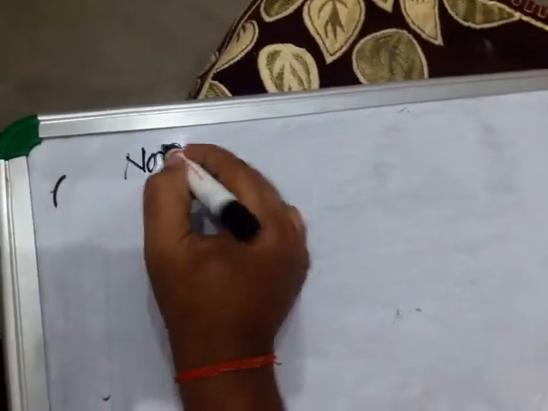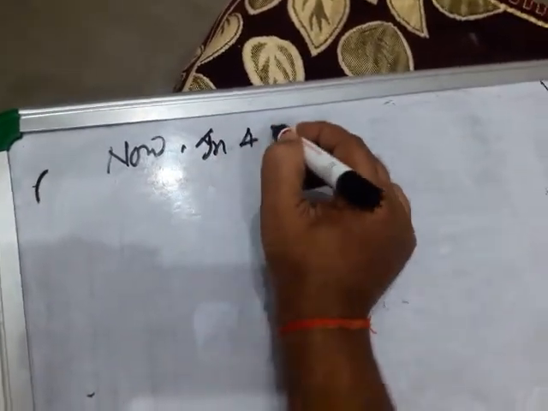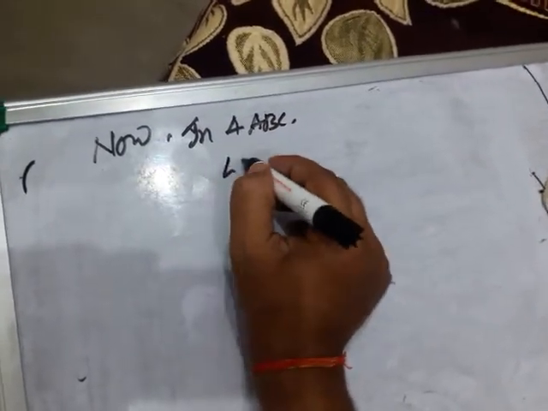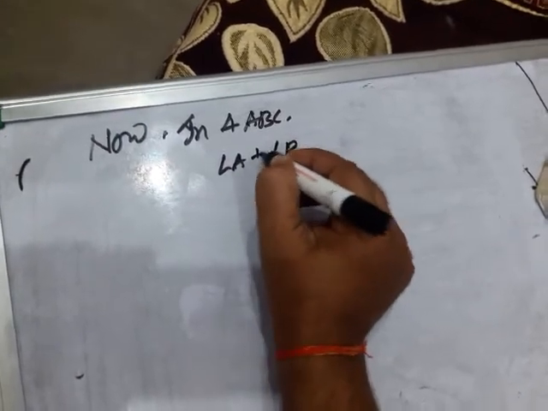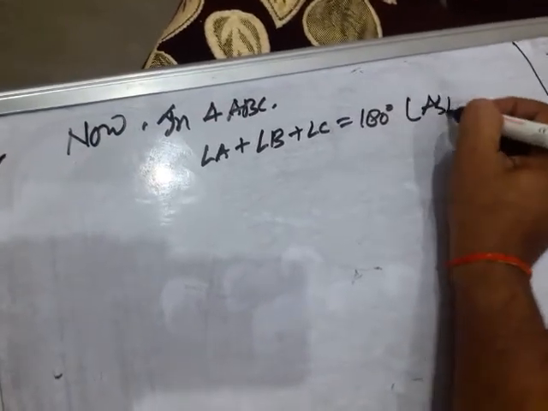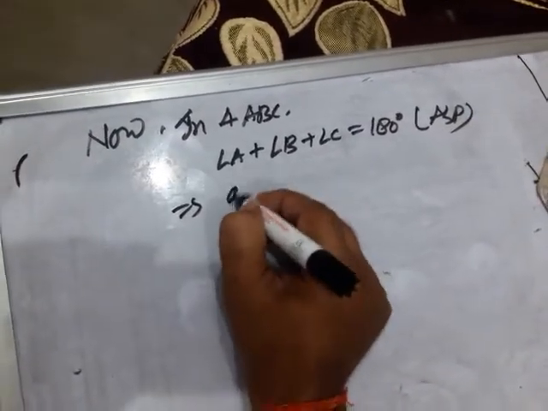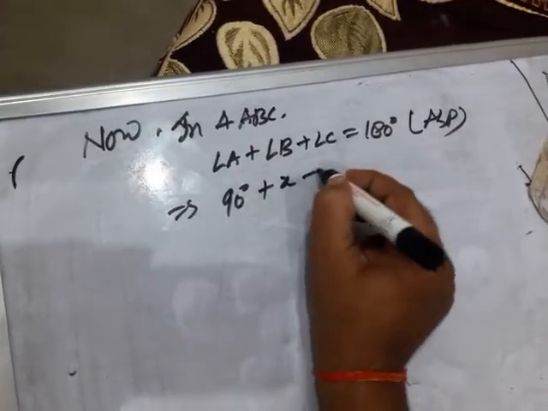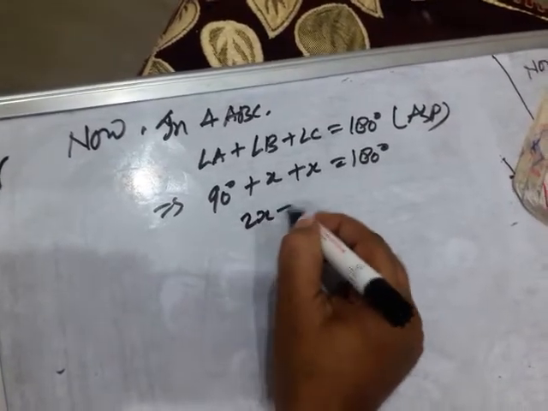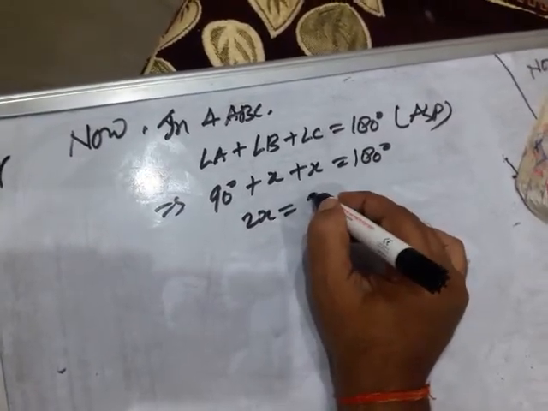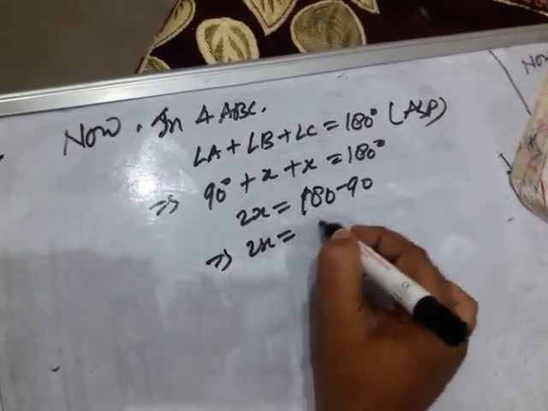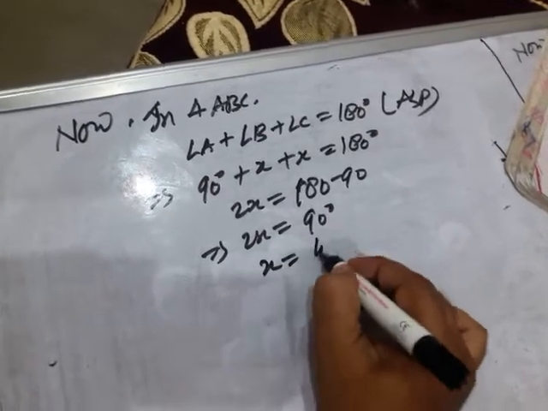Now in triangle ABC, angle A plus angle B plus angle C equal to 180 degree. That is angle sum property. This implies that angle A is given to be 90 degree plus angle B equal to x, angle C is also x equal to 180 degree. This implies that 2x equal to 180 minus 90. This implies that 2x equal to 90 degree and x equal to 45 degree.